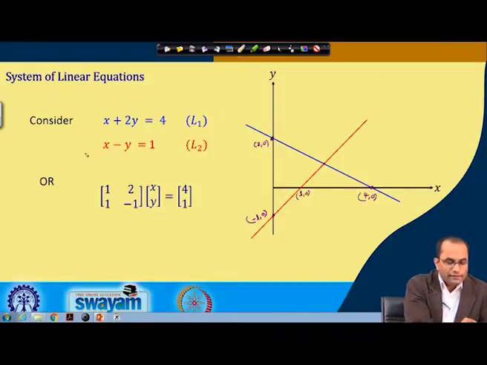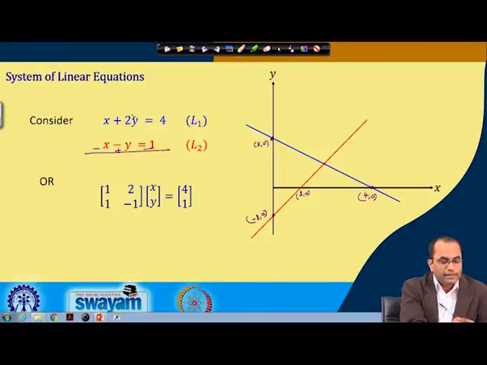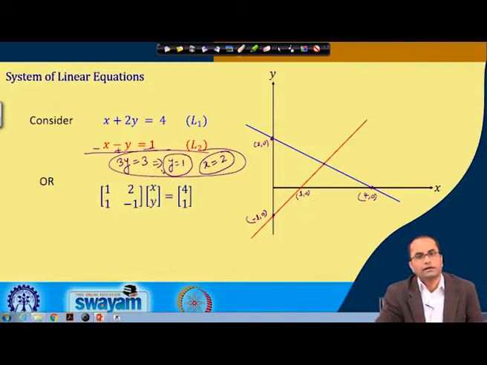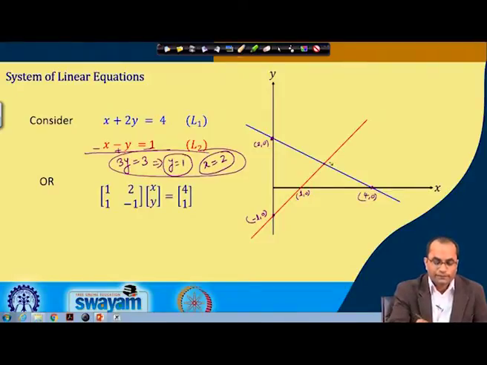So, let us compute the point of this intersection. If we add equation number 2 to equation number 1, the y will get cancelled, and we will get 2 x is equal to 5. Then we can put it in any of these equations to get the other coordinate. So, these two lines intersect at this point here, 2 and 1. So, we can write down here 2 and 1.